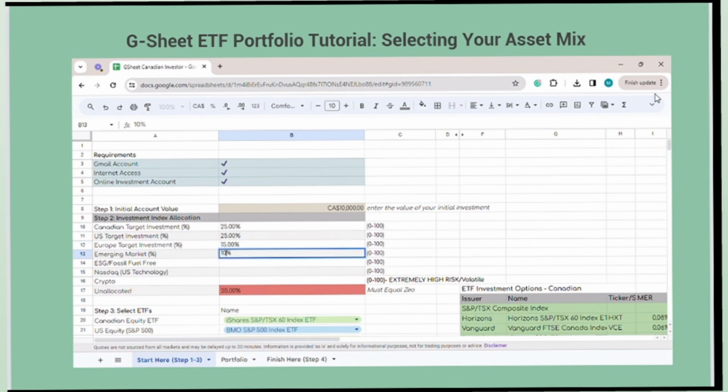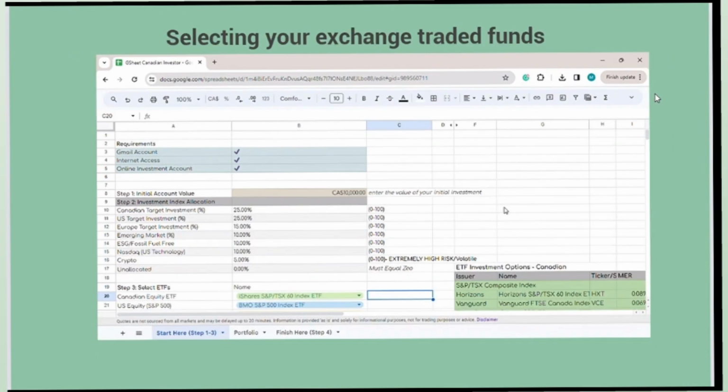Now I am just going to fill this in randomly. You can decide which sectors you would like more exposure to. For a more passive strategy, I like to weight more in the Canadian and US markets. The unallocated field tells you what percent is left to be assigned. The total must equal 0. Now that you have set the allocation in your account, next you will select your ETFs.